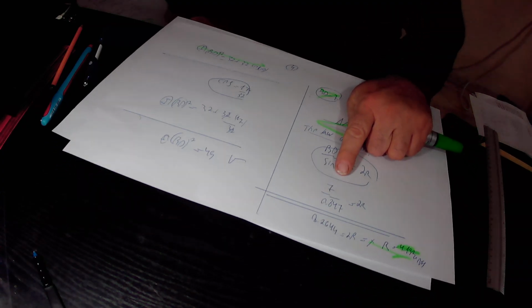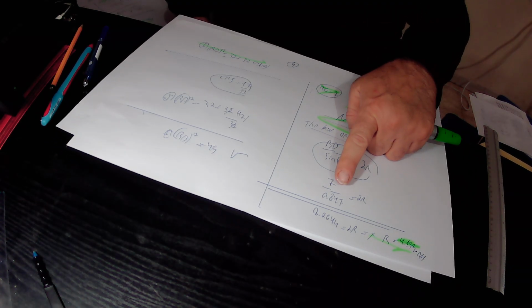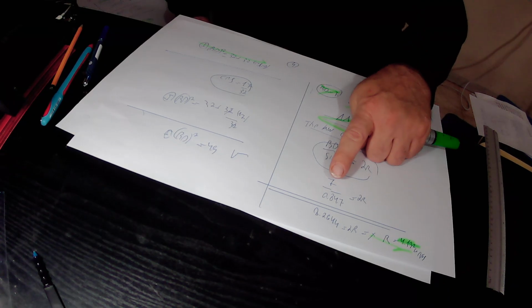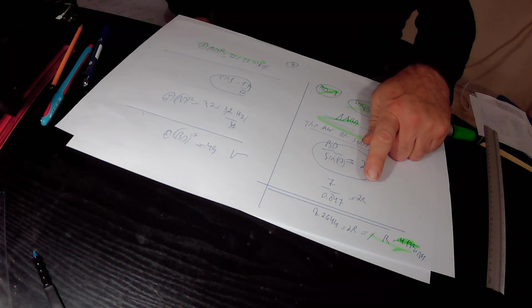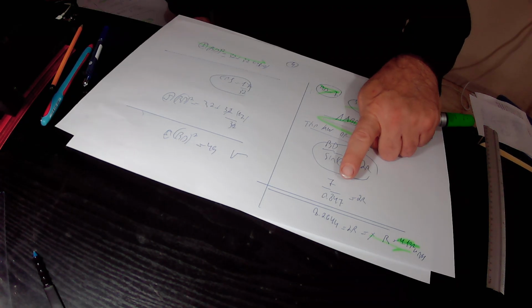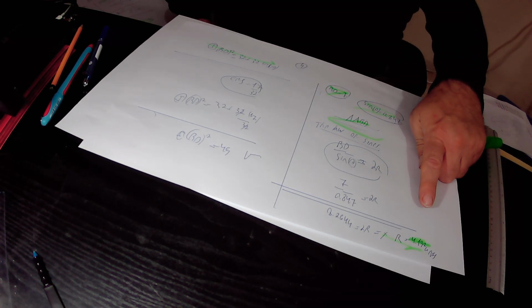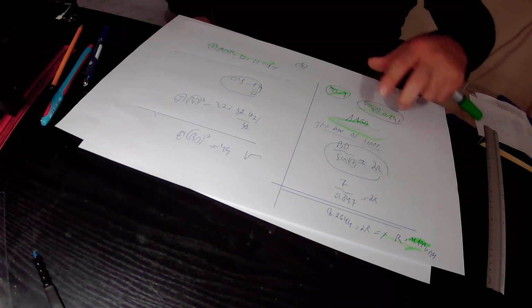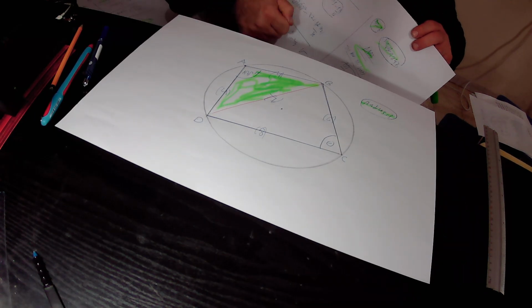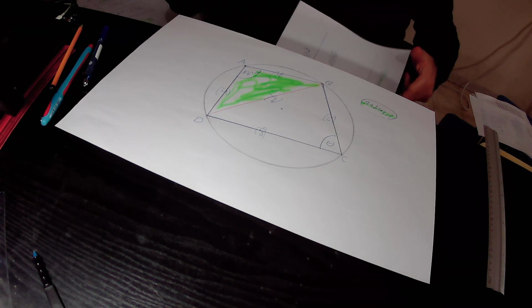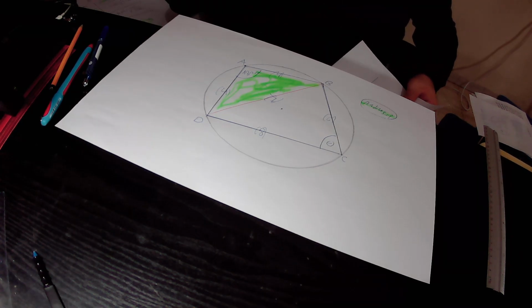7 over 0.847 is equal to 8.2644, which equals 2R. Here we divide this equation by 2 and we find out that R equals 8.2644 over 2, this is 4.132 units. So we actually found out that the radius of this circle, that is the radius that we are looking for in this question, is equal to 4.13 units in length.